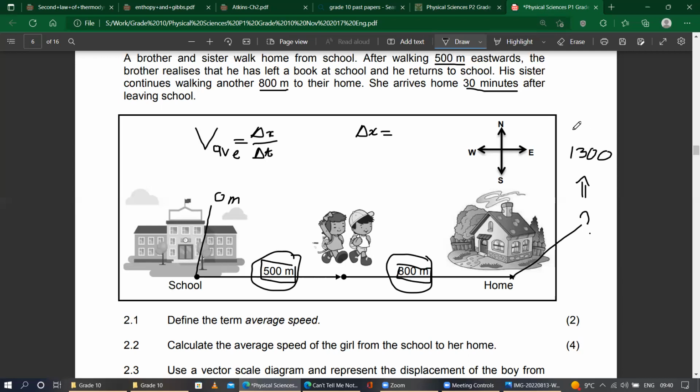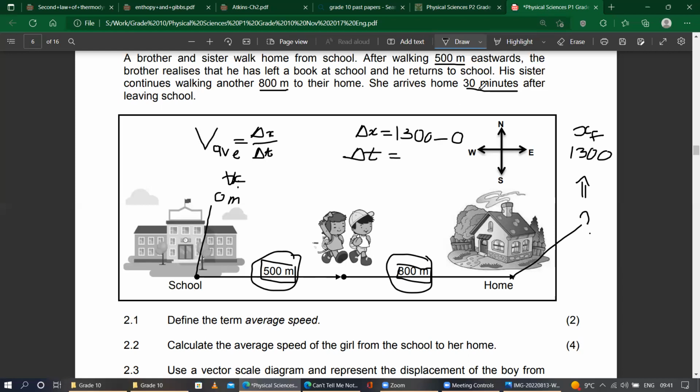So our displacement, which is the change in distance, is going to be x final, this is our final destination, then this is our initial. So that's going to be 1,300 minus 0, right?